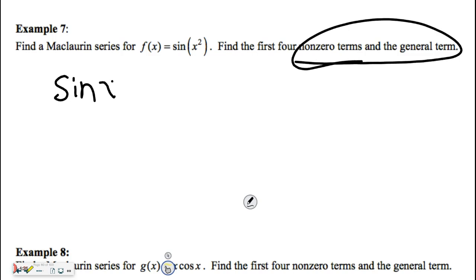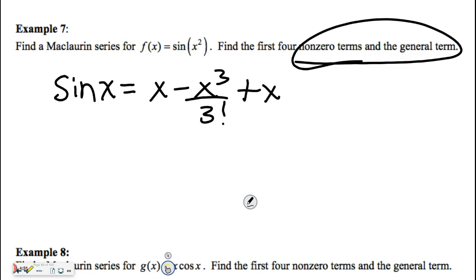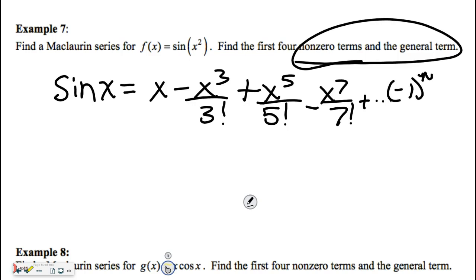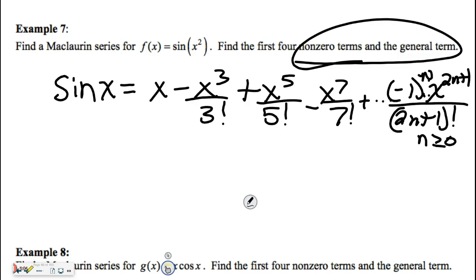So we're going to say sine of x first. x minus x cubed over 3 factorial, plus x to the 5th over 5 factorial, minus x to the 7th over 7 factorial, first 4 non-zero terms, plus the general term. We just did it: -1 to the nth, x to the 2n plus 1, and then on the bottom, 2n plus 1 factorial. And tell the person that you're starting at 0 or put a series symbol in it.